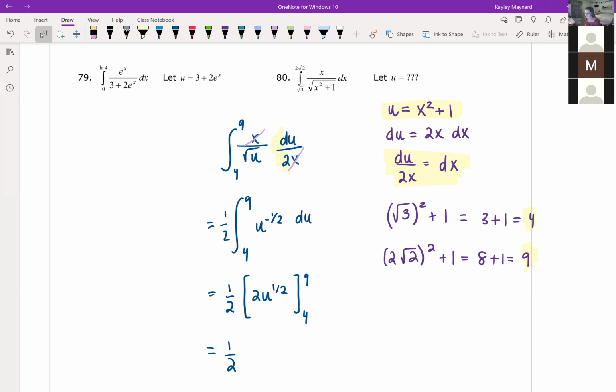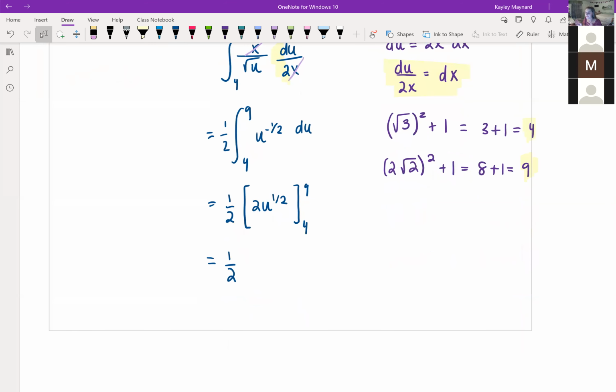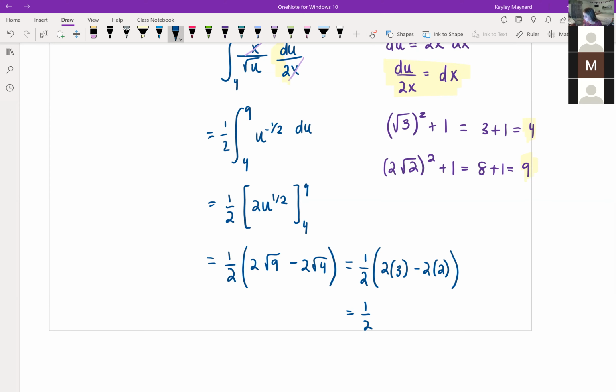Okay, so let's evaluate now. So this becomes 2, and then u to the 1/2 is the same thing as the square root. So I'm just going to write 2 times the square root of 9, and then minus 2 times the square root of 4. And this is equal to 1/2 times (2 times 3 minus 2 times 2), which is 1/2 times (6 minus 4), which is 1/2 times 2, which is just 1.